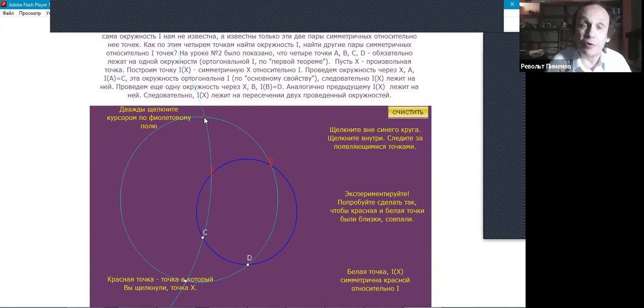I take point X up here, pass one circle through A and C, one pair of symmetrical points, and pass another circle through B and D, another pair of symmetrical points. And the second point of intersection of these two circles is the point that's symmetrical to the upper red point. This white point is symmetrical to this red one.